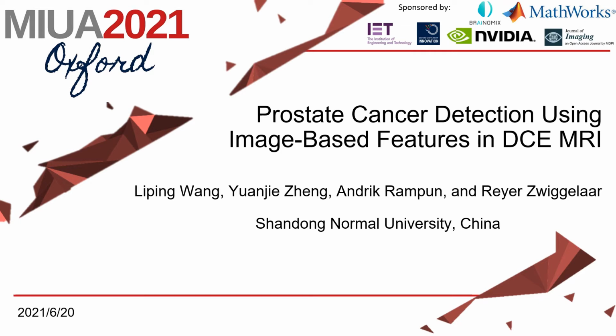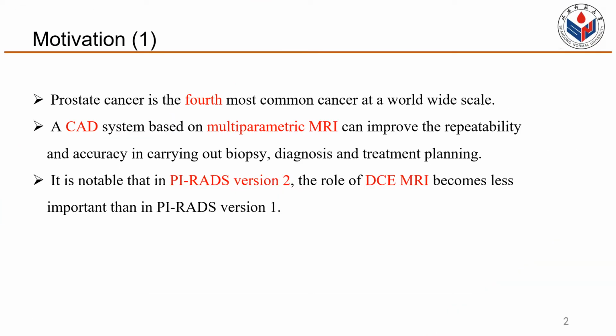First of all, I'd like to give some background. Prostate cancer is the fourth most common cancer at a worldwide scale. A computer-aided diagnosis system based on multiparametric MRI, such as T2-weighted MRI, diffusion-weighted MRI, and DCE MRI, can improve the repeatability and accuracy in carrying out biopsy, diagnosis, and treatment planning.